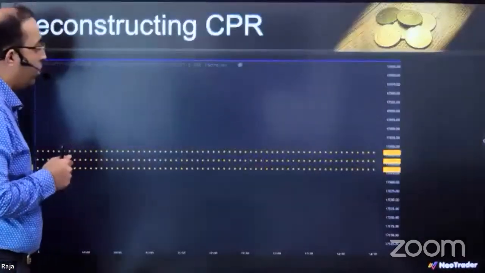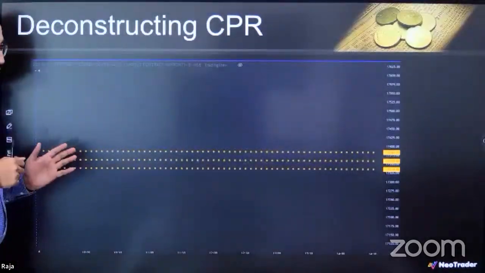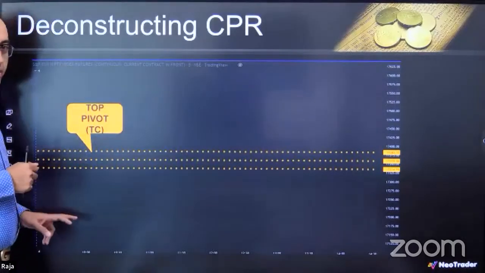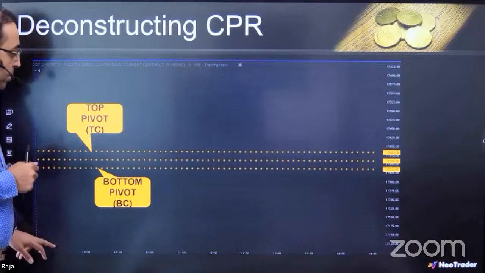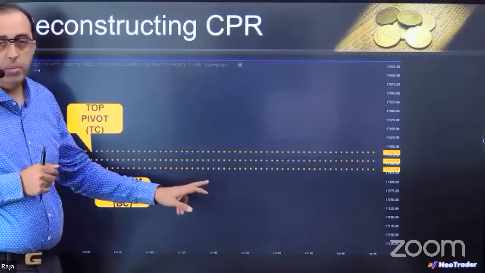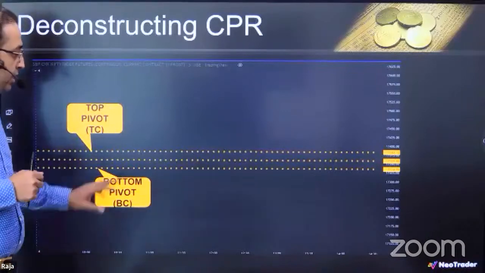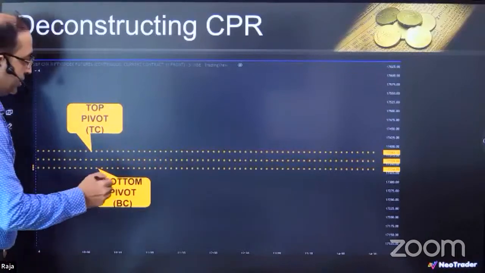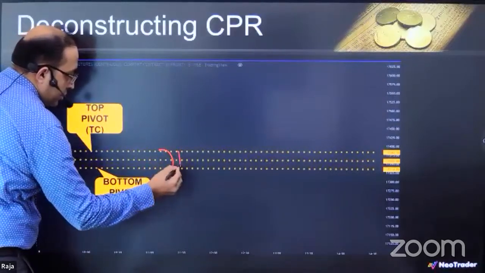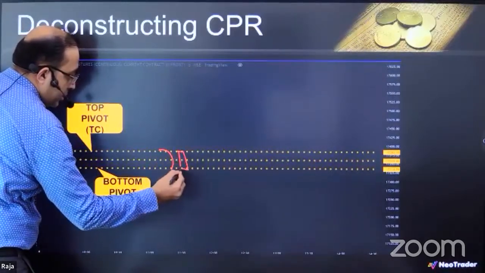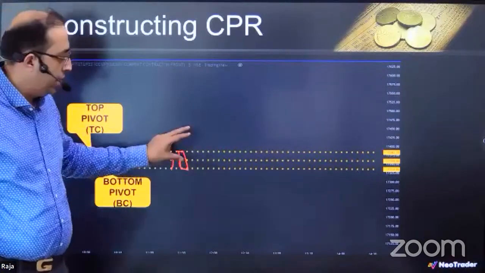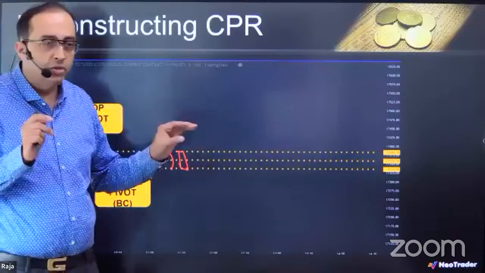So now when you talk about CPR, it looks somewhat like this. It looks like basically 3 lines, right? And here you got the top pivot, the bottom pivot, and the central pivot. So you have got the top pivot, bottom pivot, and central pivot. These 3 lines, okay, this is the wafer which I'm talking about. This top to bottom is together called CPR. So you have to read the 3 lines together.